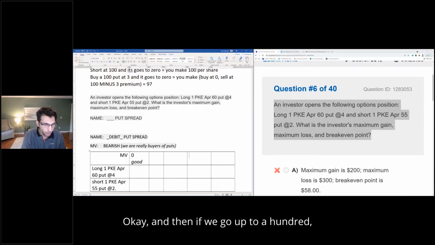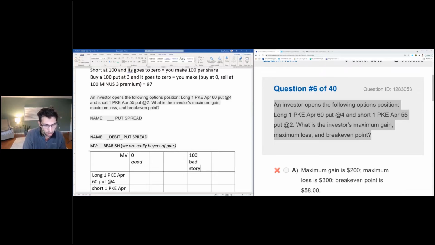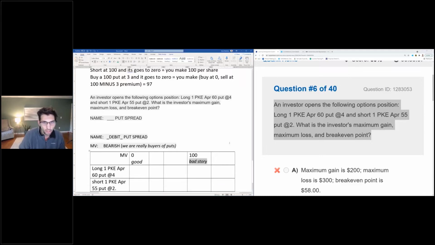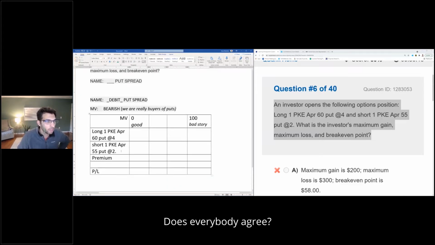Okay, and then if we go up to 100, is that a good story or a bad story? That's the bad story if it goes up. And then somewhere between these, we're going to have to break even. Does everybody agree with that?